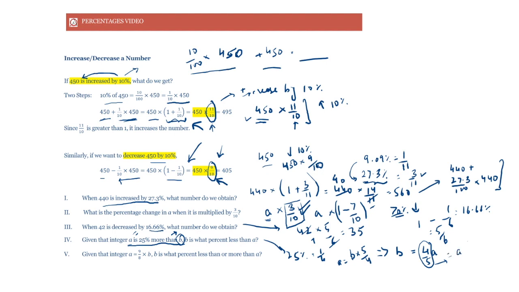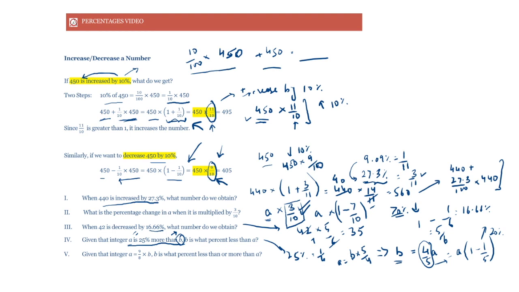So this is essentially equal to A into 1 minus 1 by 5. And 1 by 5 we know is 20%. That means B is 20% less than A. When we decrease A by 20%, then we obtain B. I hope this is clear. Okay, so now the last one.